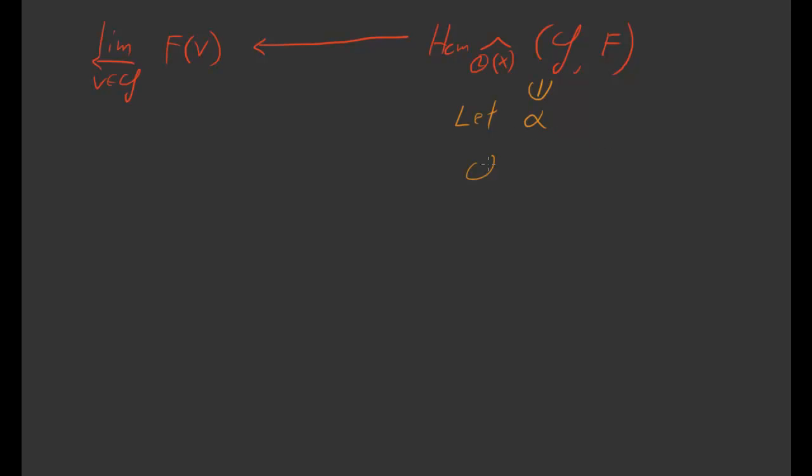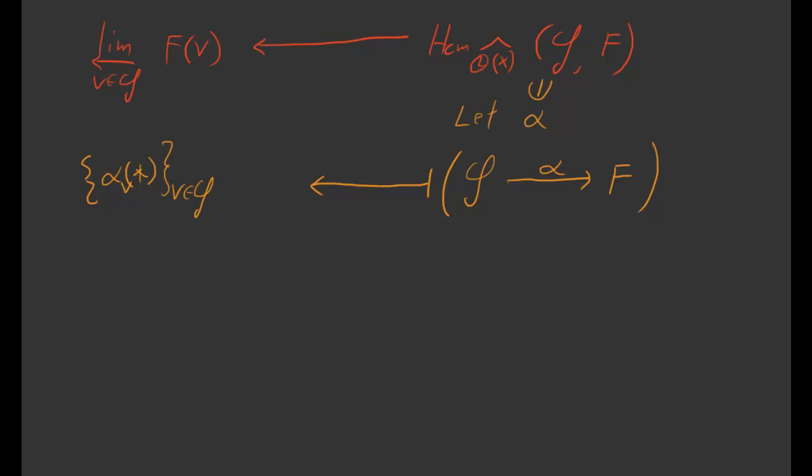So alpha is a natural transformation from S to F, and we want to define a matching family. So what are we going to do? We're going to map this to a family consisting of alpha v of star, for v inside of S.